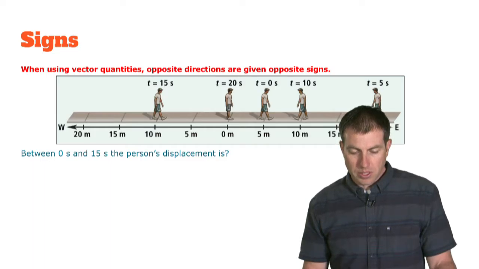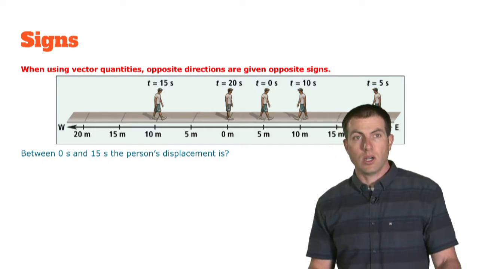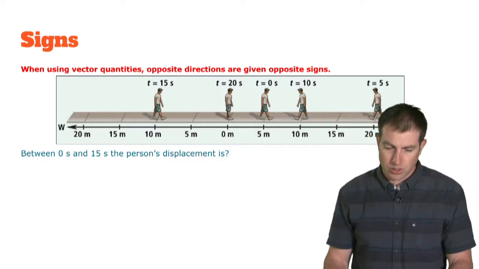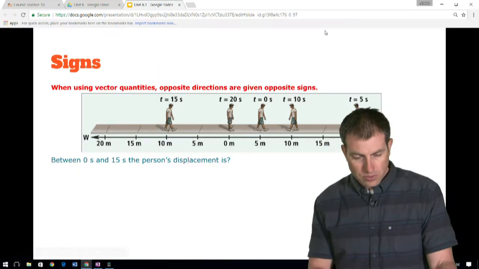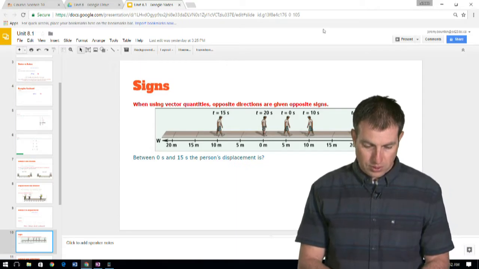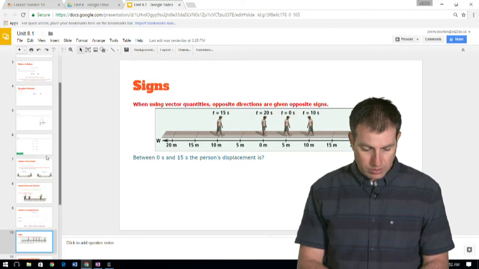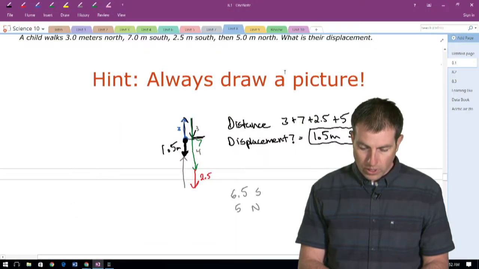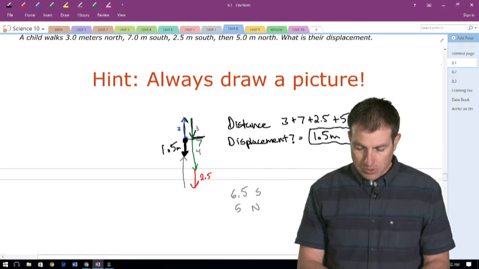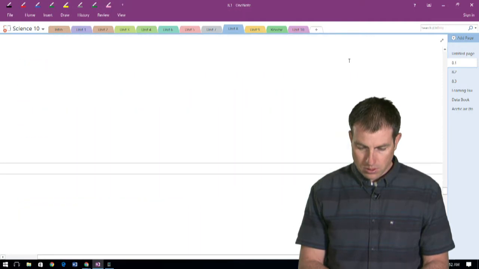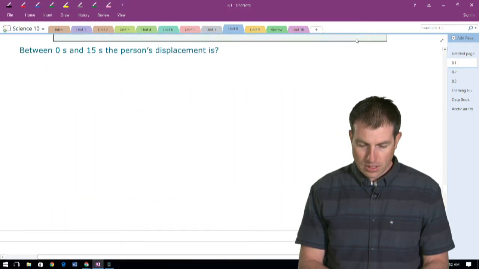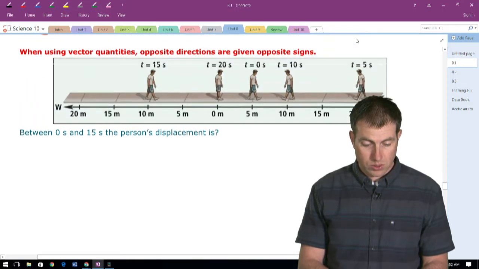So remember, displacement is how far you are away from where you started. So between 0 seconds and 15 seconds, let's try to figure out what's going on with this little person. And you'll see a few diagrams like this where they give you positions at different times, and we need to just kind of figure out what's going on.